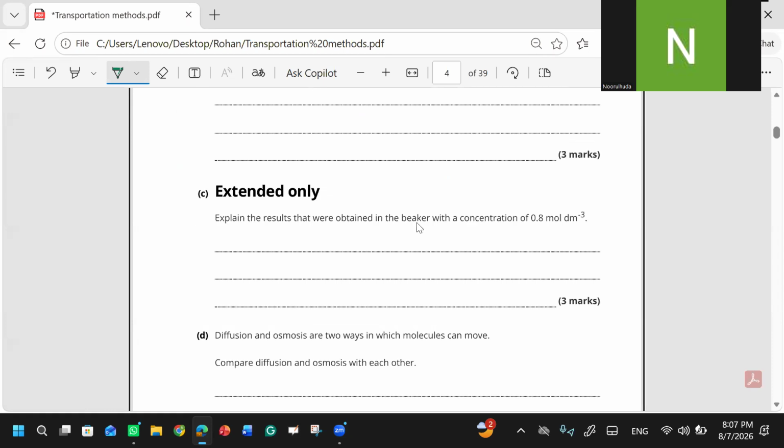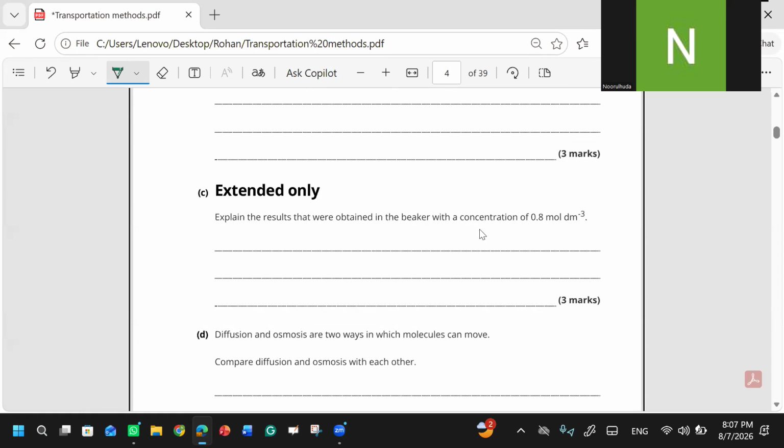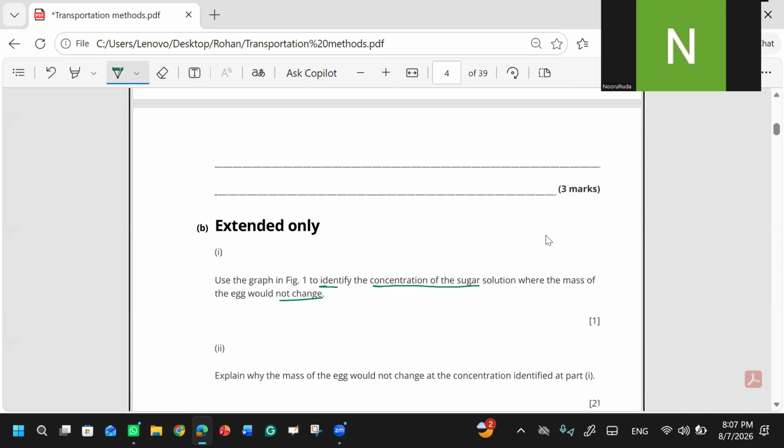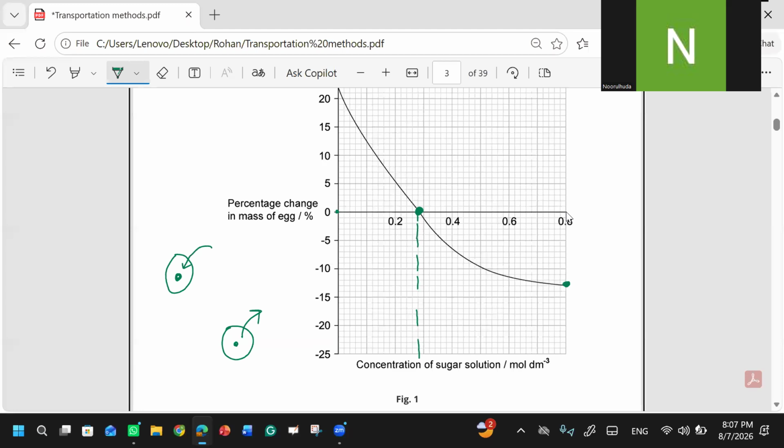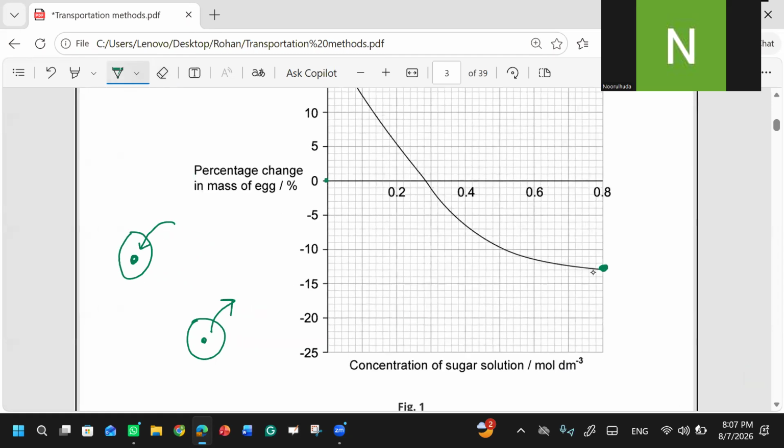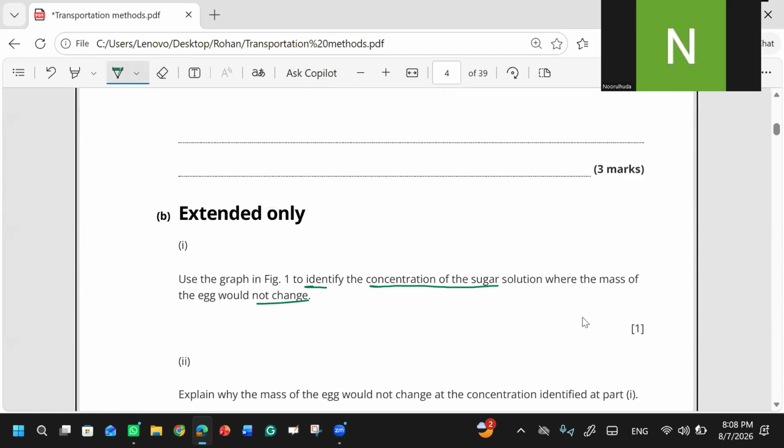Explain the results that were obtained in the beaker with a concentration of 0.8 mole per dm cube. This is 0.8 mole per dm cube, right? So what will be the percentage? We can take this line over here, this one. So this will be what? Minus 10, minus 11, minus 12, minus 13, right? Yeah, minus 13%. Okay.